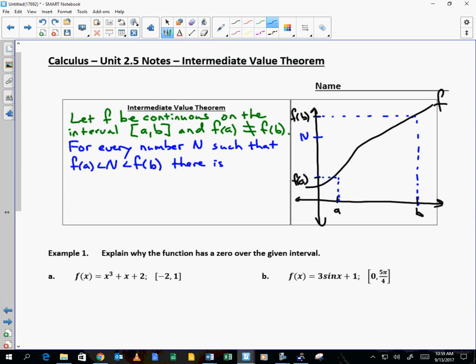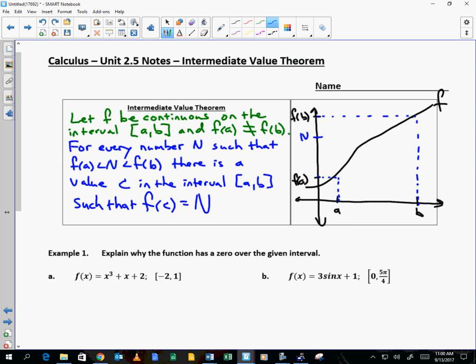there is a value c in the interval AB such that f of c is equal to n.